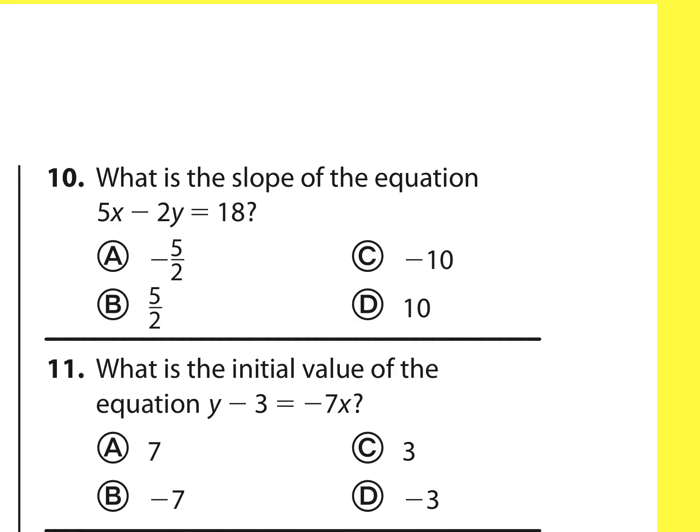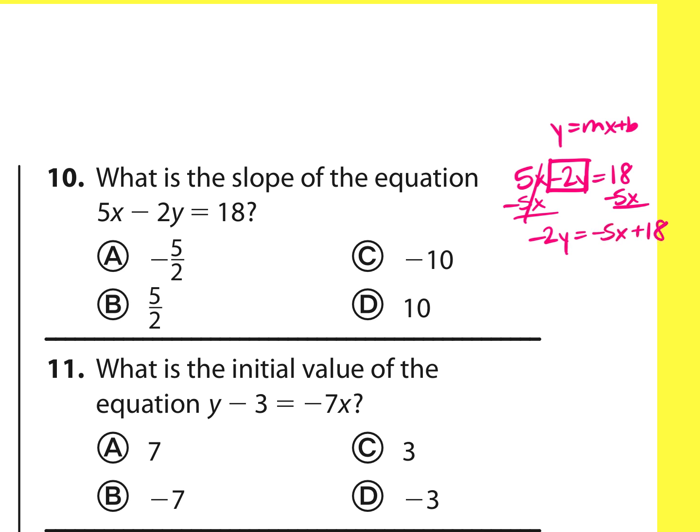Number 10, what is the slope of this equation? 5x minus 2y equal 18. Well, I'm going to rearrange this into y equal mx plus b. So I want this term by itself. So I'm going to subtract 5x from both sides. And we get negative 2y equal negative 5x plus 18. And then divide both sides by negative 2.